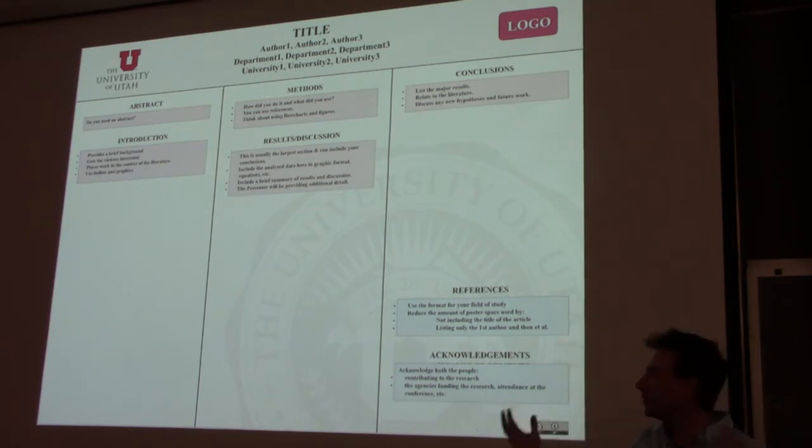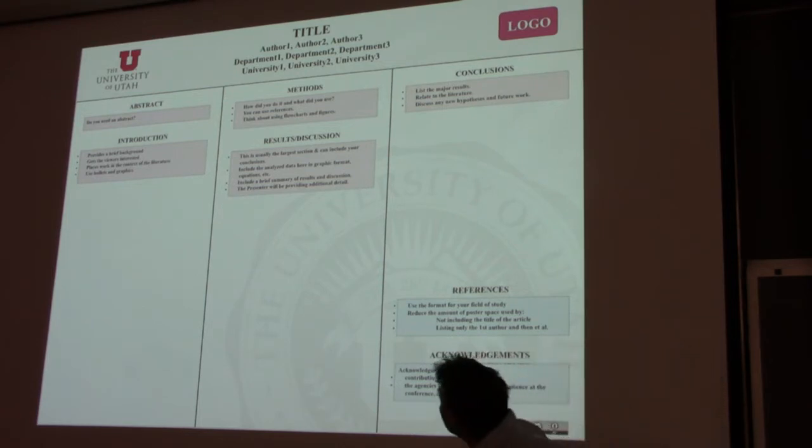So this is just some general guidelines for making posters. You don't need full sentences on your poster. One or two full sentences is okay to set up some motivation, but you can have bullets. They can be short and brief.